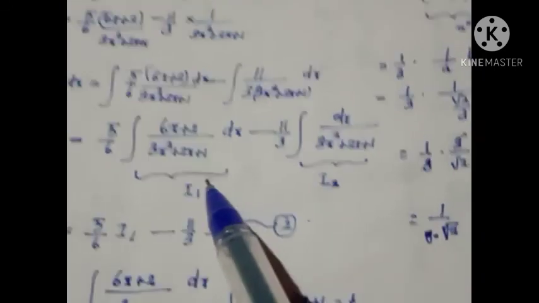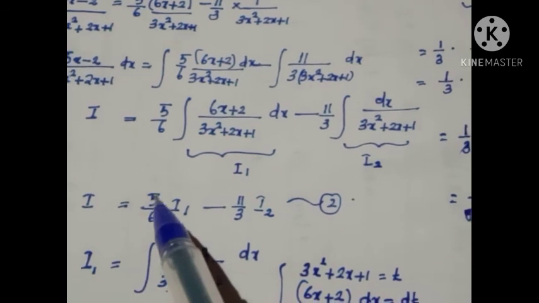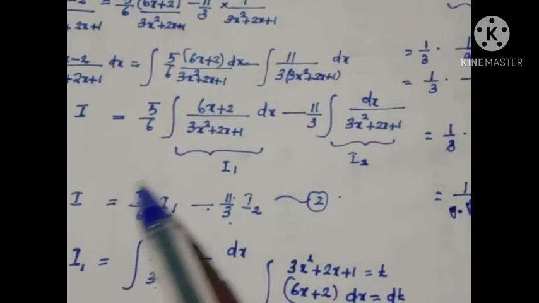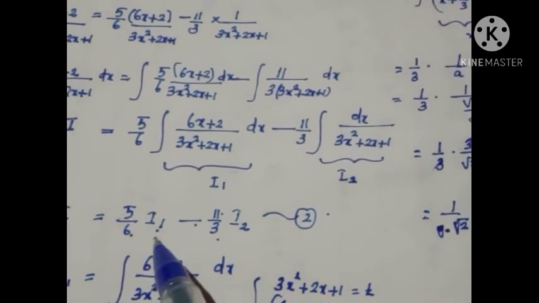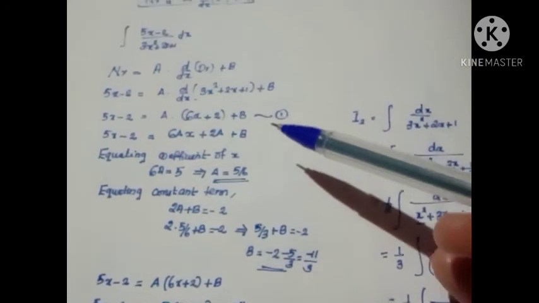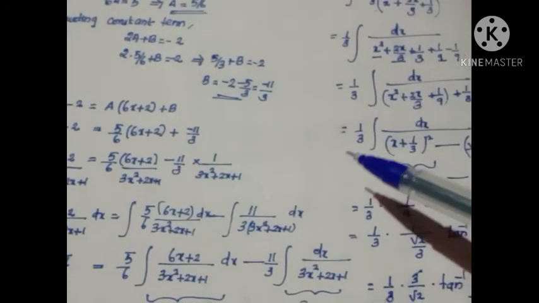Now put all these values in this equation. I equal to 5 by 6 I1 minus 11 by 3 I2. Put all these values in this equation. We get the final result. So it is a lengthy one. So you need to practice it well. Then only you can catch all these things.